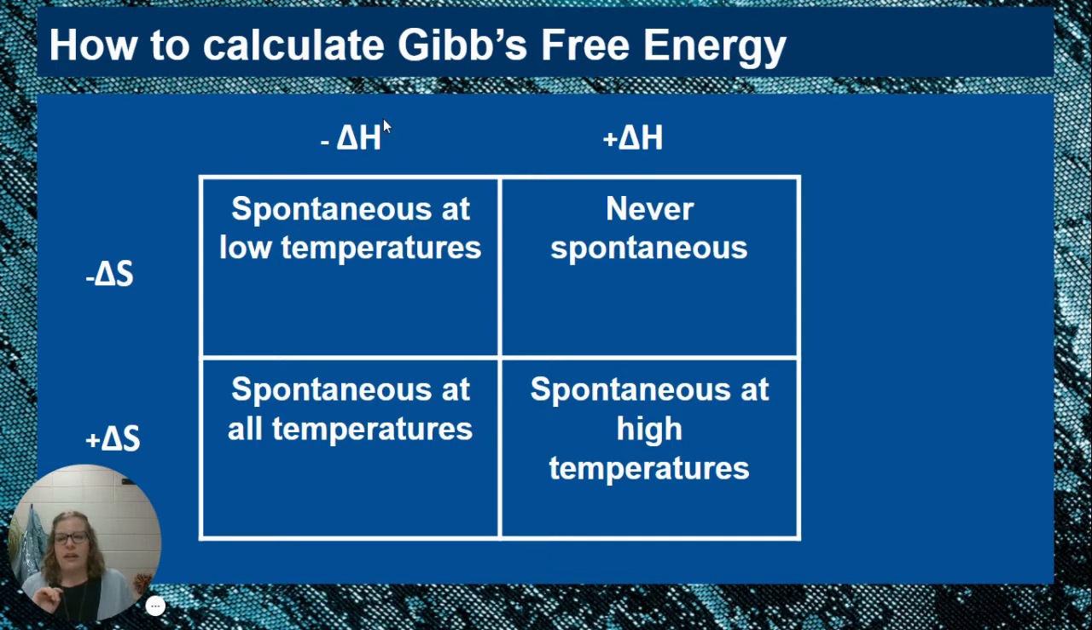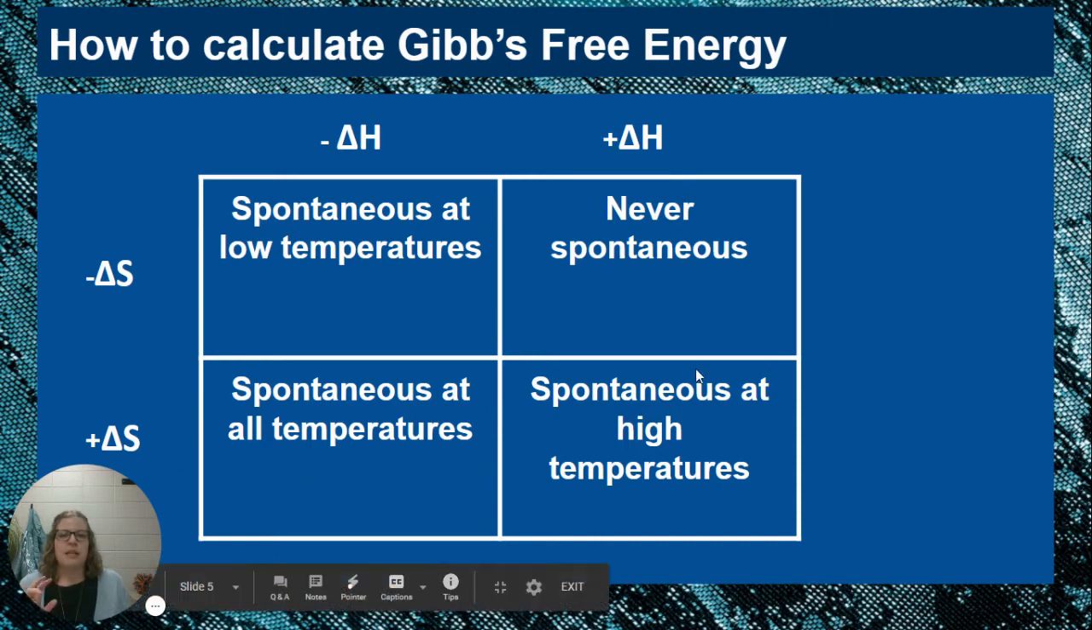So if I have a negative enthalpy and negative entropy, my reaction is going to be spontaneous or product favored at low temperatures. If I have a positive enthalpy and a negative entropy, that can never be product favored ever. Like, it's just not going to happen. Positive entropy and a negative enthalpy means that that reaction will happen no matter what temperature. And if we have a positive enthalpy and a positive entropy, spontaneous at high temperatures. And we'll dig into this.